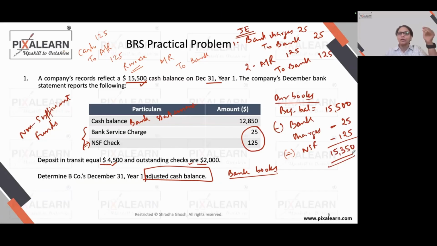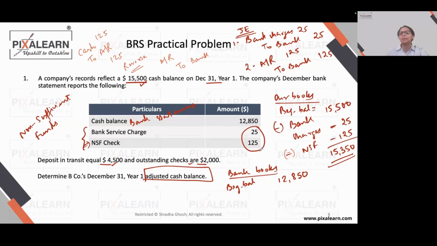Now, just to make sure that this account is tallying with the bank records, what will I do? I will start with the balance per books. How much is it? It is 12,850. Now, this is only for reconciling. We are not going to pass these entries in our books. Okay? This is only for reconciling. We will not pass this entry in our books.